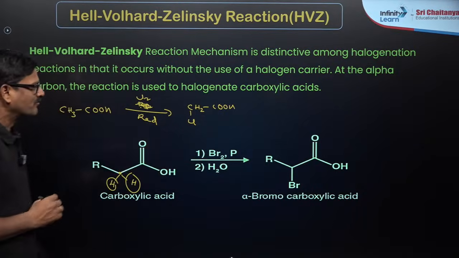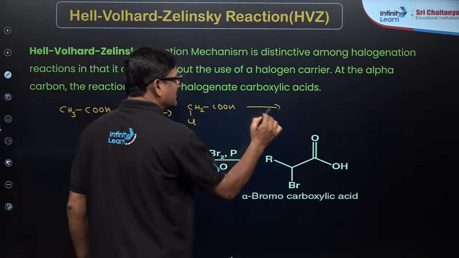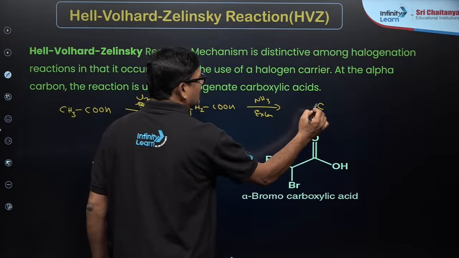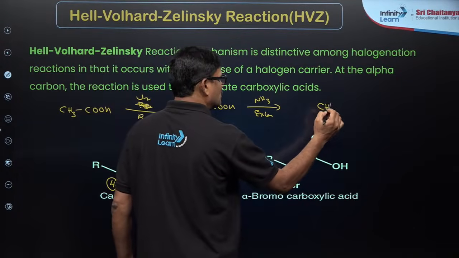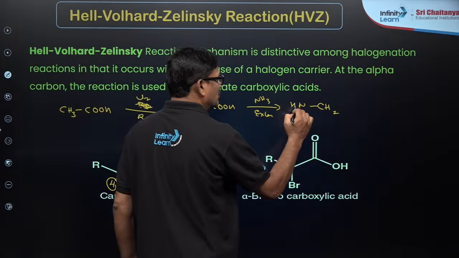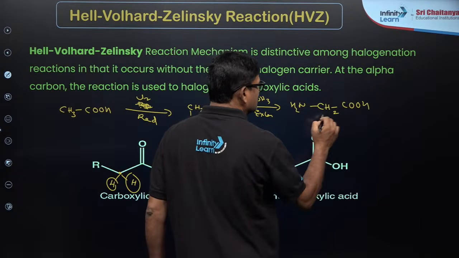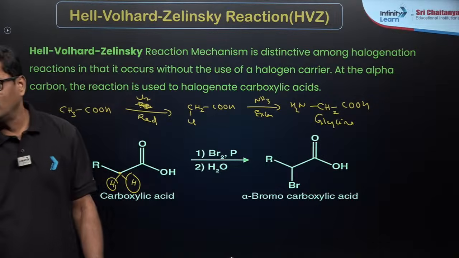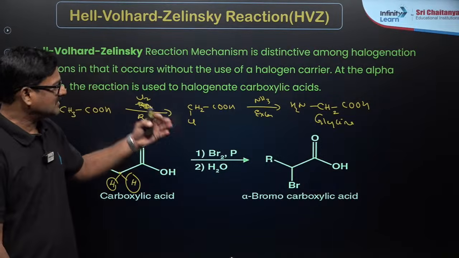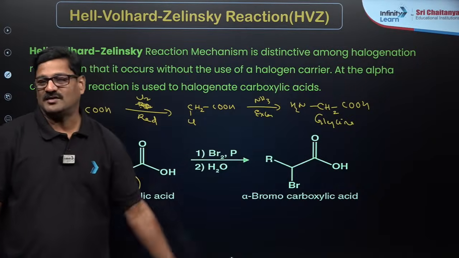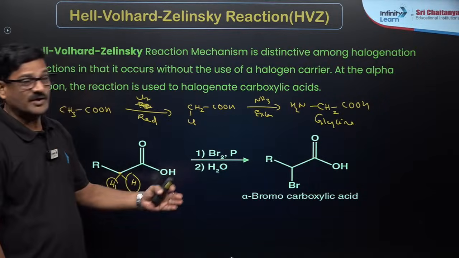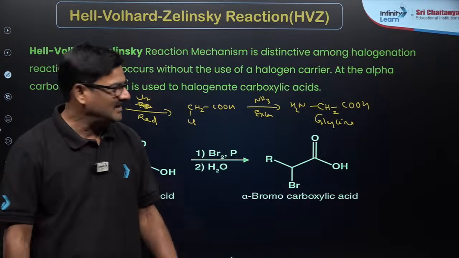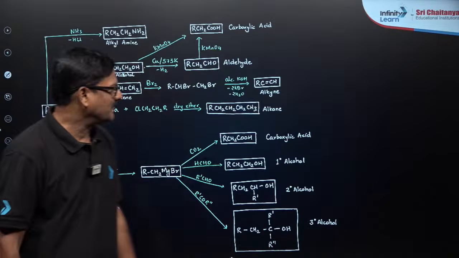you get CH2Cl COOH. And if it is treated with excess NH3, you are going to get CH2 NH2 COOH. This is what is called glycine. HVZ reaction is very famous for making synthetic biomolecules also. You can use propionic acid to get lactic acid. Like that, so many important equations are there.